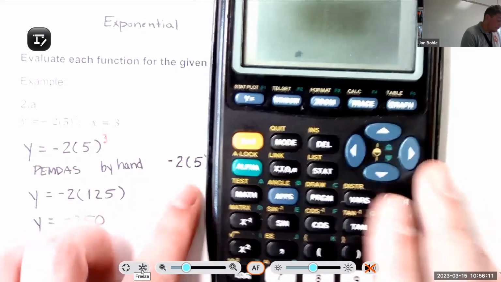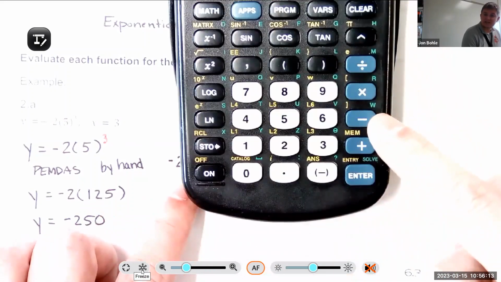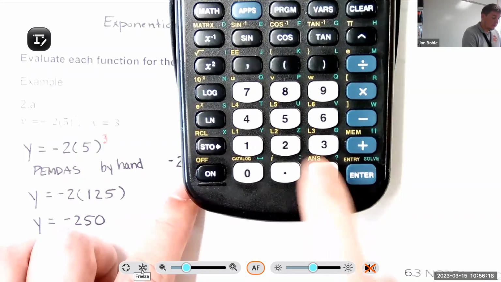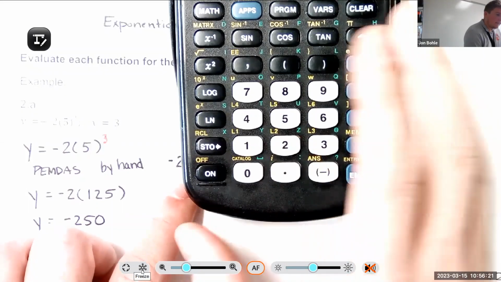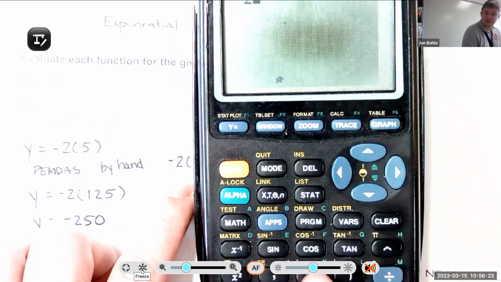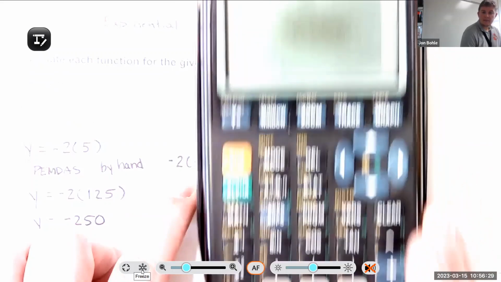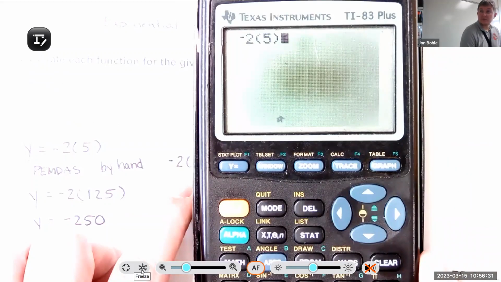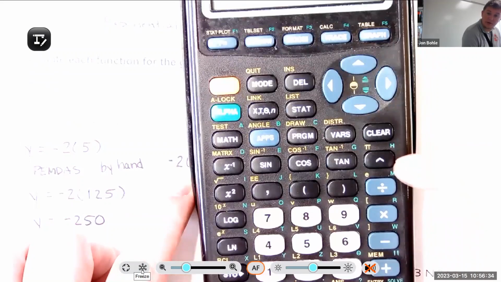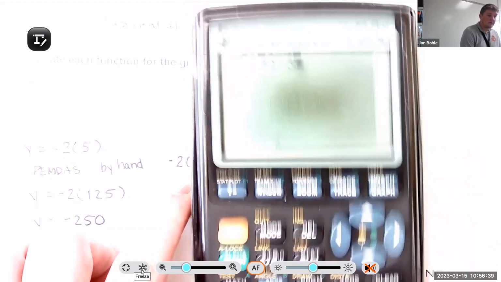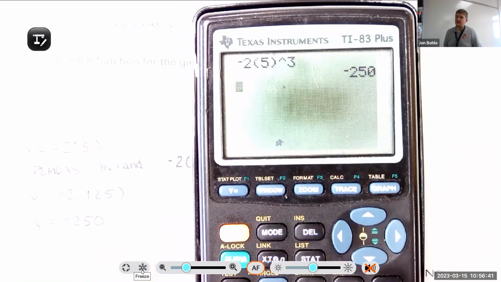We're going to type -2 first. There's a difference between minus and negative, so we're going to use the negative -2. Then we're going to type our parentheses, which is right here. Parentheses 5. That's what we have so far. And then here's your exponent button right here, to the 3rd. When you hit enter, it should just give you your answer, -250. Not too bad, right?